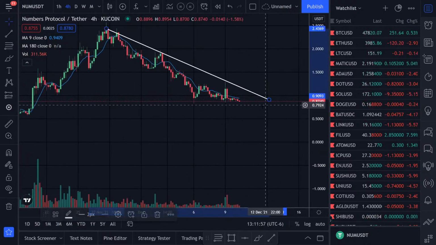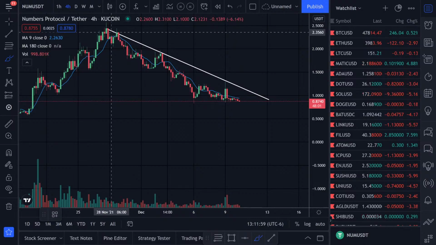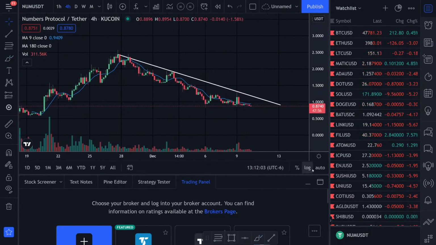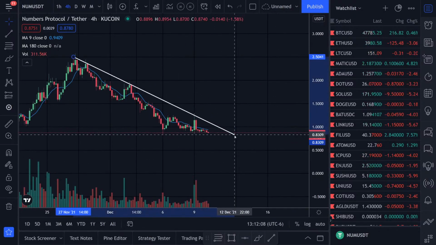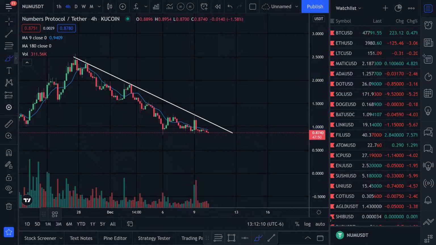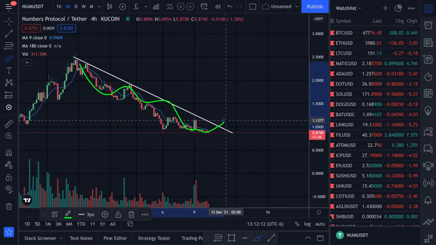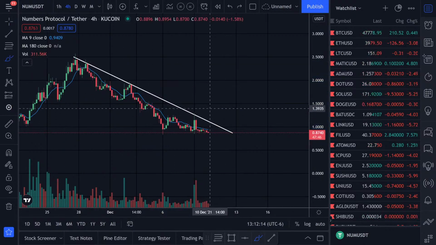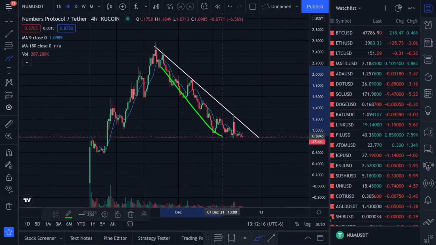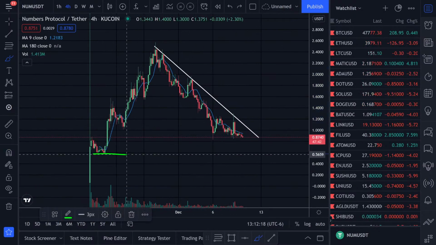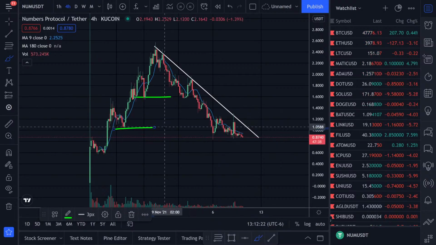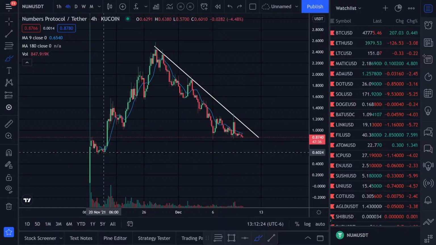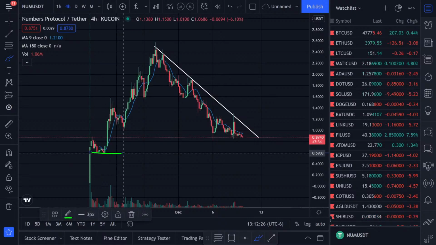If it breaks this downtrend, I think that'll be a bullish sign. But until then, it looks like it's trending down. We had this support break, both of those. The next level we're looking at is right here at around 60 cents.